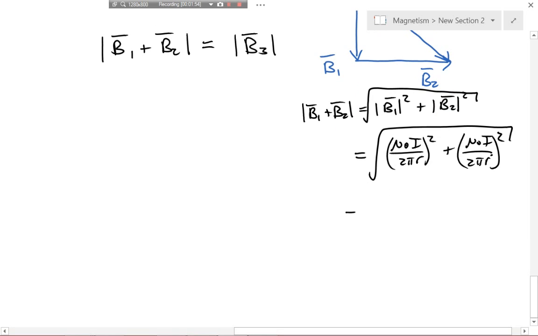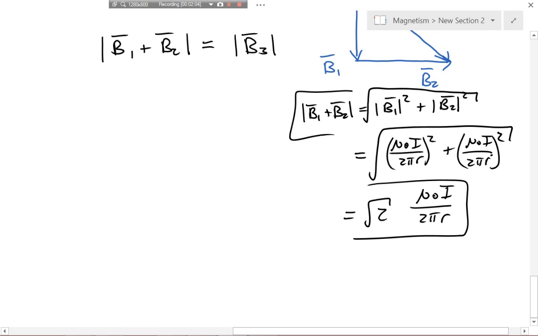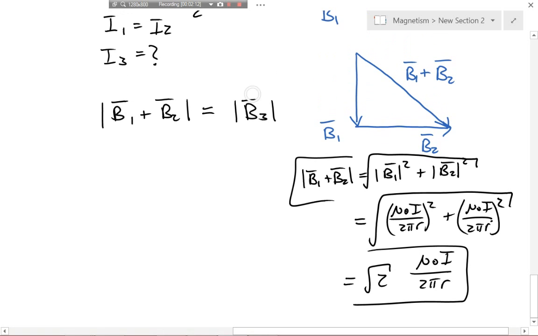So that's just going to be equal to the square root of 2 times mu naught I divided by 2 pi r. So that's the strength of the total magnetic field created by wires 1 and 2, so the sum of those two magnetic fields. And that has to be equal to the strength of the magnetic field created by wire 3. So we can say that the magnitude of the magnetic field created by wire 3 has to be equal to the square root of 2 times mu naught I divided by 2 pi r, where this I is the current flowing through wires 1 and 2.